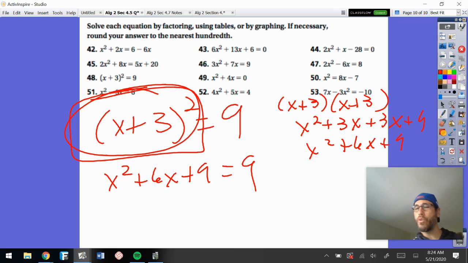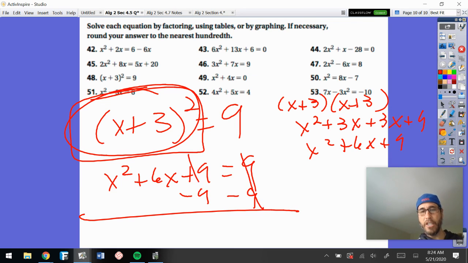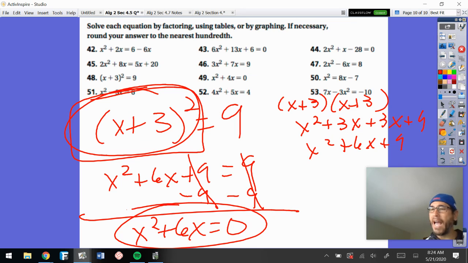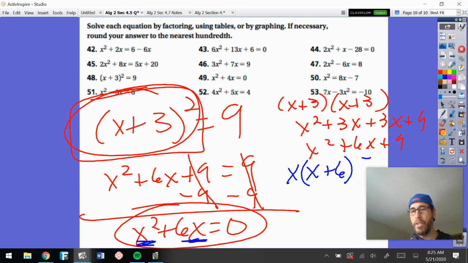Well, I need to turn this into a quadratic. How do I do that? Minus 9 minus 9. Ooh, x squared plus 6x equals 0. And there are not 3 things. So that means I don't go over to the side and I don't do the little x thing. I do what we did in section 4.4, which is there's a common factor between these two terms. What's common? An x. And if you take an x out, which is division, you'd be left with an x and a plus 6, and it still equals 0.